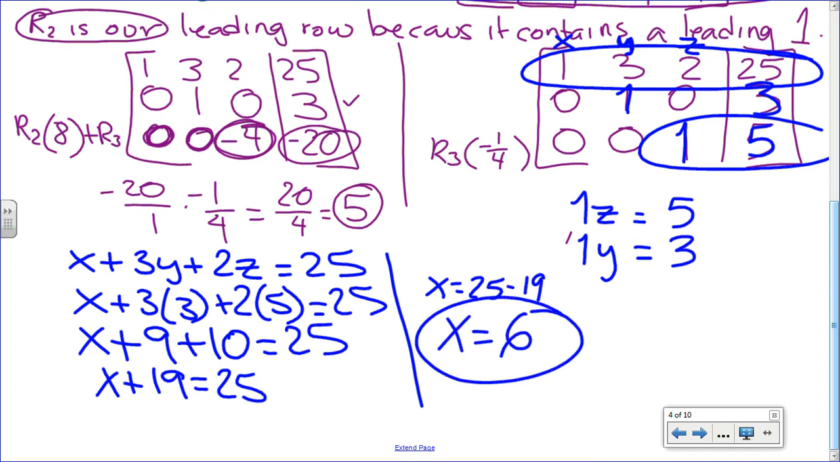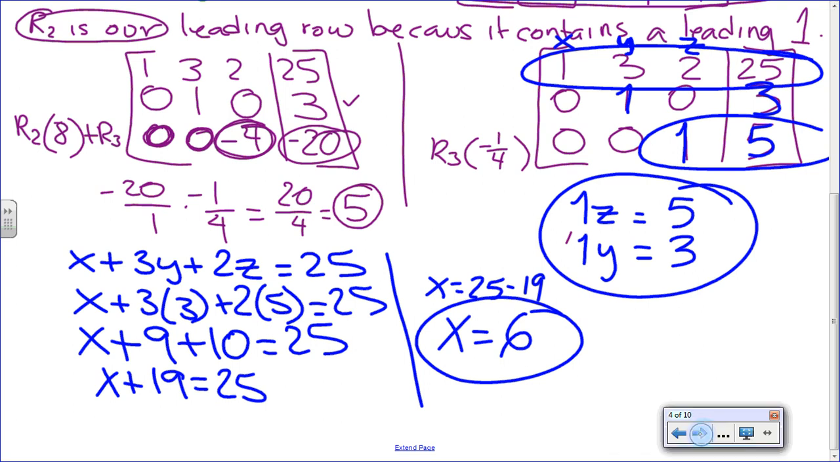Very good. So don't forget those numbers. We're going to see them again in a few slides. Okay, so those are the three solutions: x equals 6, y equals 3, z equals 5. I know it's kind of a tedious problem, but the more you do it, the faster you get at it.